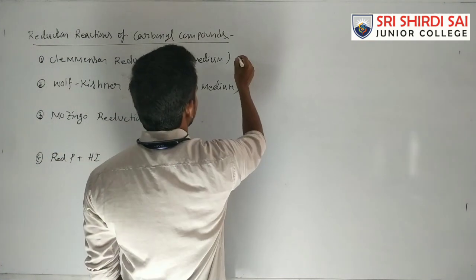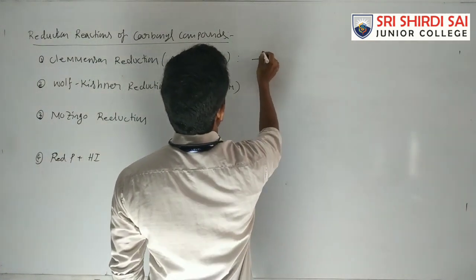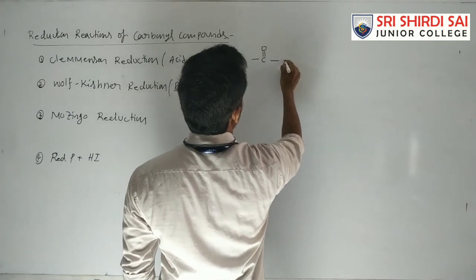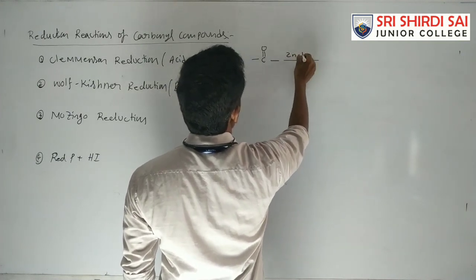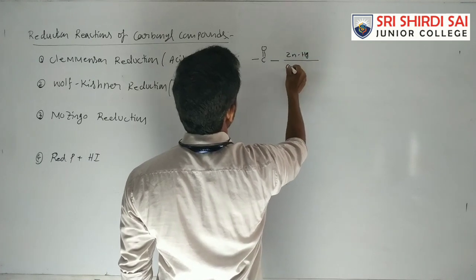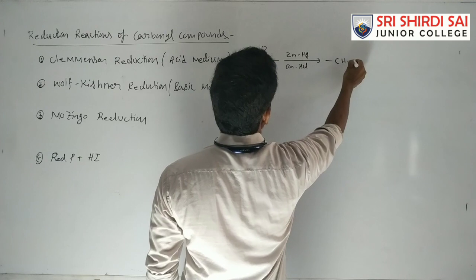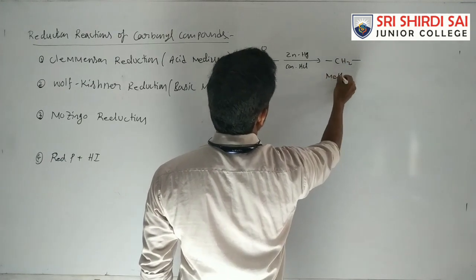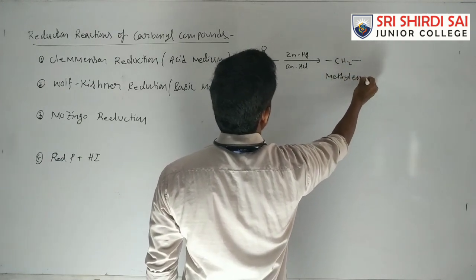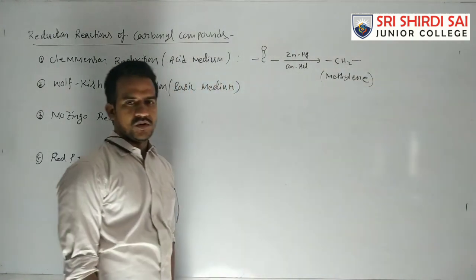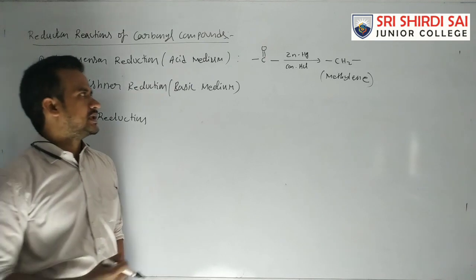In this Clemmensen reduction, the carbonyl group is converted on treating with amalgamated zinc and concentrated HCl, and the C=O is converted to CH2. That CH2 is known as a methylene group. The carbonyl group is converted to a methylene group.